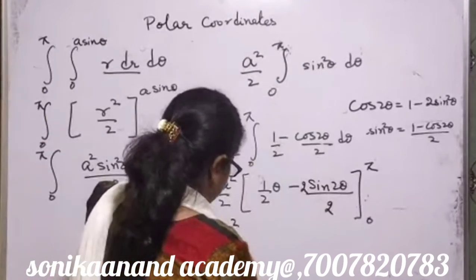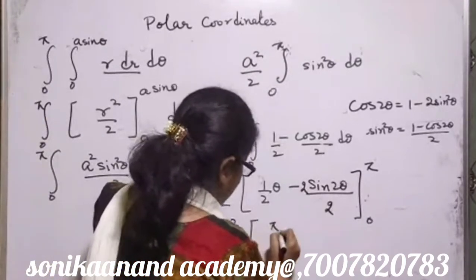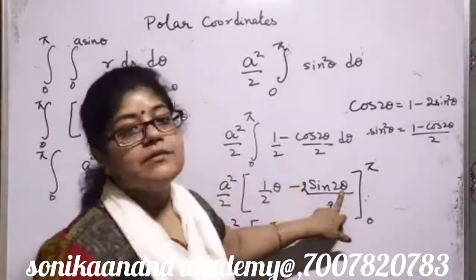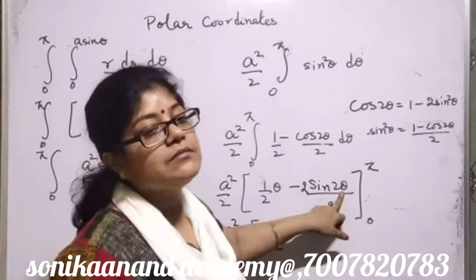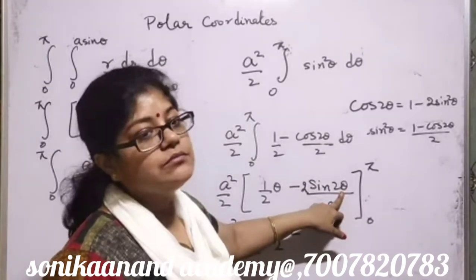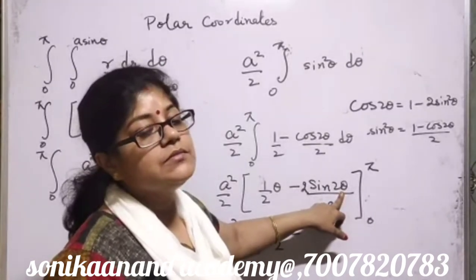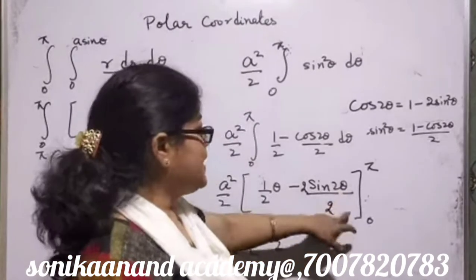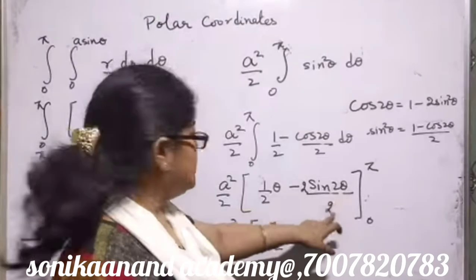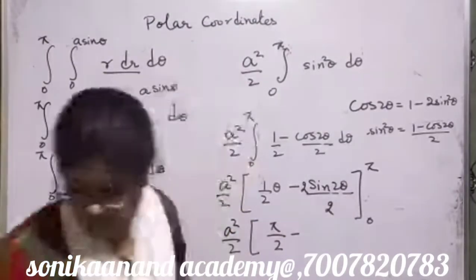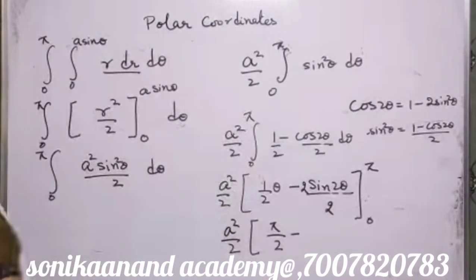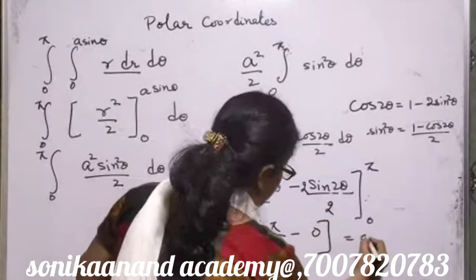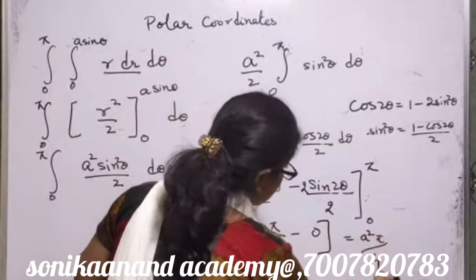A square by 2, pi by 2 minus sin 2 pi over 2. Sin 2 pi is 0, so it becomes 0. And sin 0 is also 0. This term is also 0. So what is the answer? A square pi by 4.